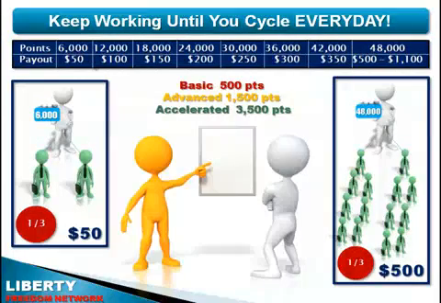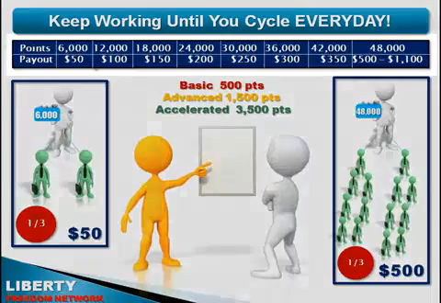Now you want to keep working just these 2 teams, so just toggle back and forth from 4L to 7R, and wherever you find the weaker side and you've got new people to place, put them in there until you start cycling every day. Now cycle is a very simple process.